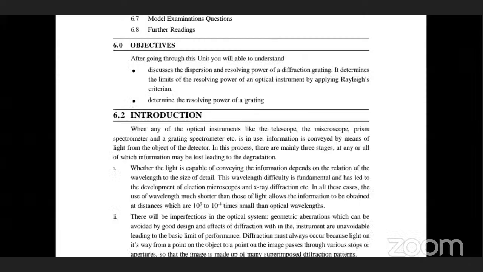First point: whether the light is capable of conveying the information depends on the relation of the wavelength to the size of the detail. Therefore, this wavelength difficulty is fundamental, and has led to the development of electron microscopes and X-ray diffraction, etc. In all these cases, the use of wavelengths much shorter than those of light allows the information to be obtained at distances which are 10^3 to 10^4 times smaller than the optical wavelengths.